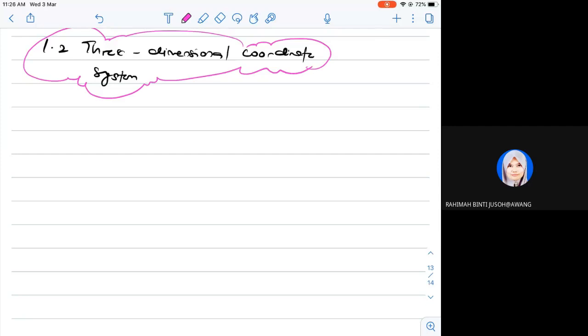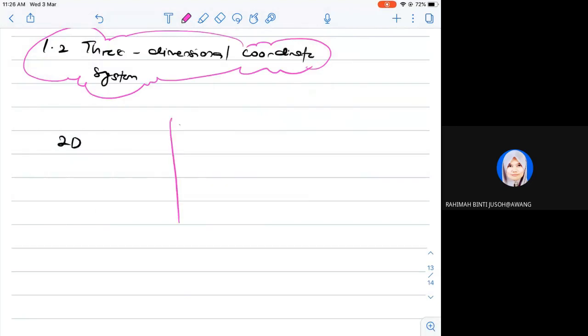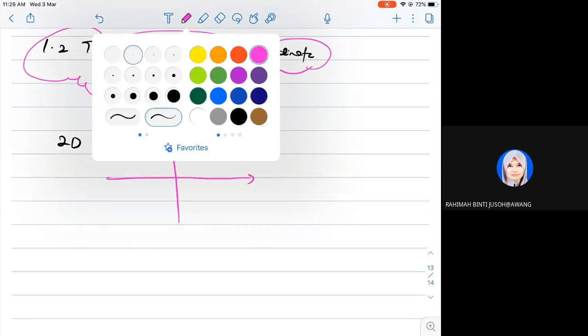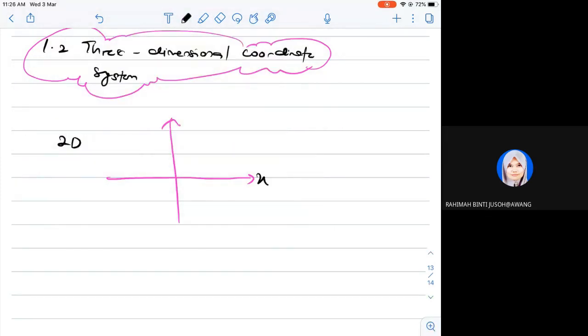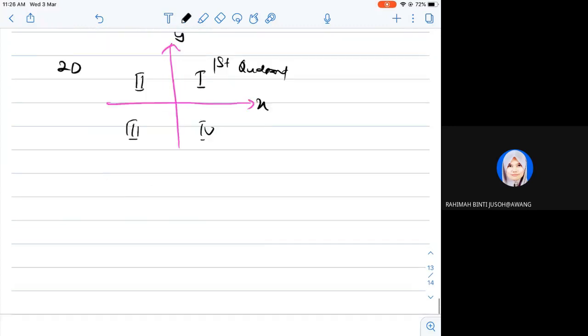Before this, 2D. Kita fahamkan dulu position. Kalau 2D kita ada X dengan Y saja kan? We have X, we have Y. So first, second, third, fourth. Kita panggil dia sebagai quadrant. Okay, first quadrant, second quadrant, third quadrant, and so on.